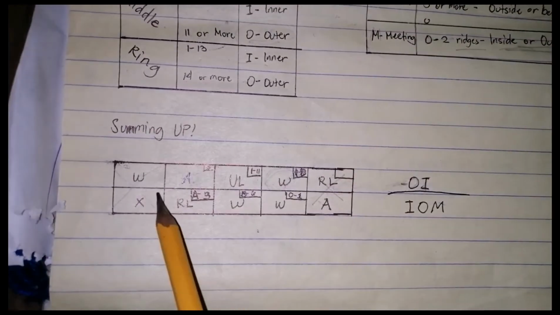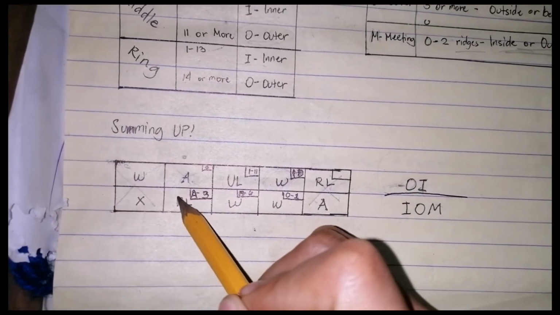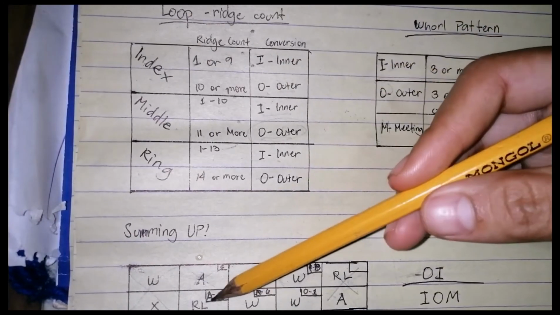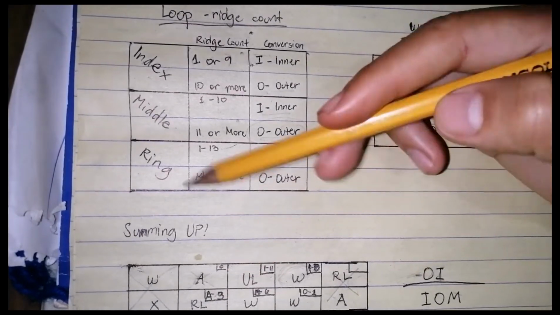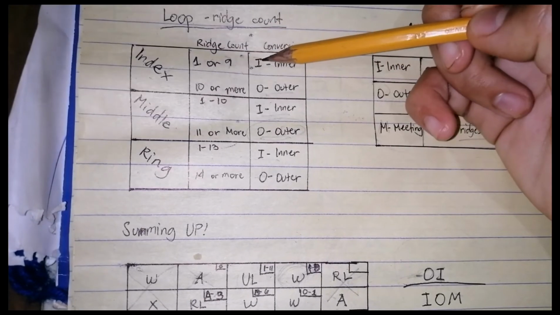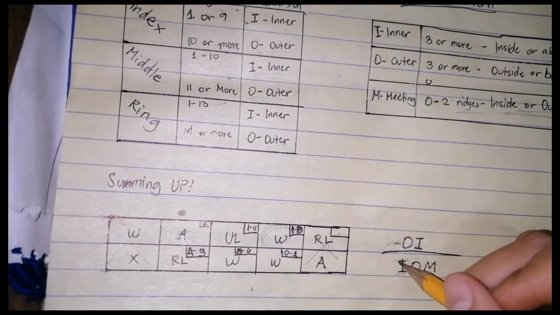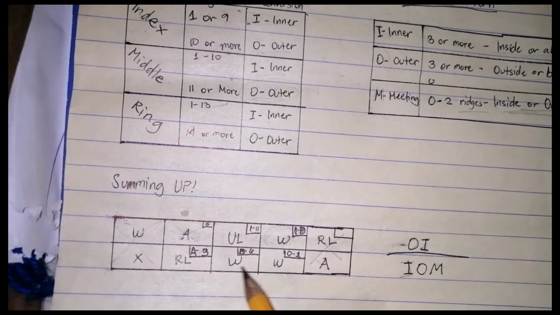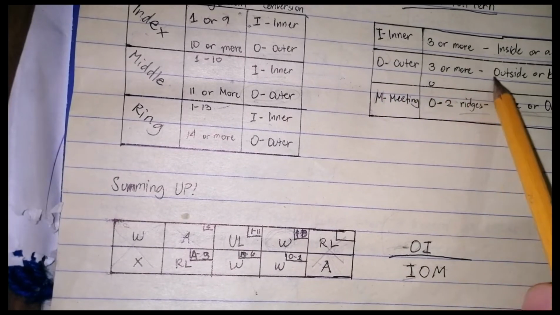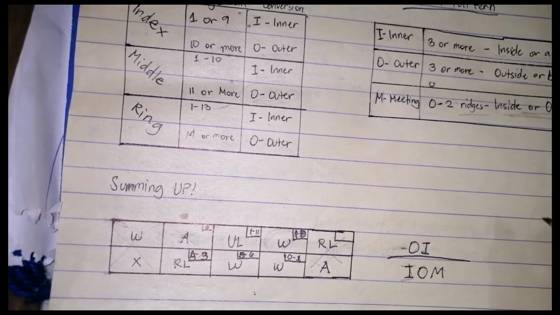Next is the left hand. We will start with the index finger. We have a radial loop with a ridge count of 3. For the index finger, 1, 2, or 3 is inner, so we will put the inner symbol here. Next is whorl. We have 6. This will be in the outer part, so we'll put the symbol of outer.